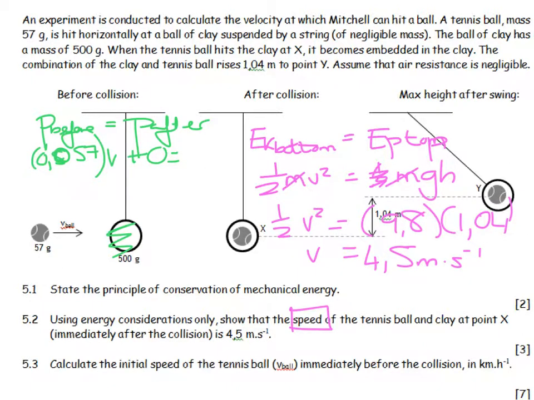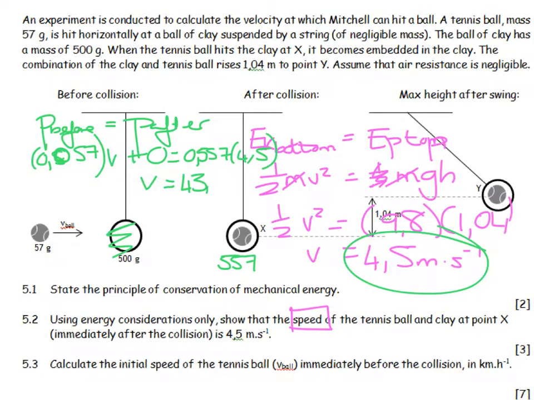Afterwards, these two added together is 557 grams, so the mass is 0,557 multiplied by the new velocity, which we've just worked out to be 4,5, since they stuck together. When I resolve that, I find that my velocity turns out to be 43,97 meters per second. So it was important to convert it into kilograms each time, and we've got meters per second, but that's not the question.